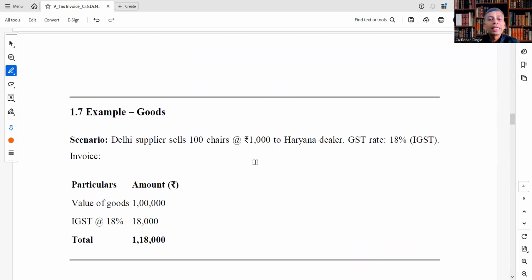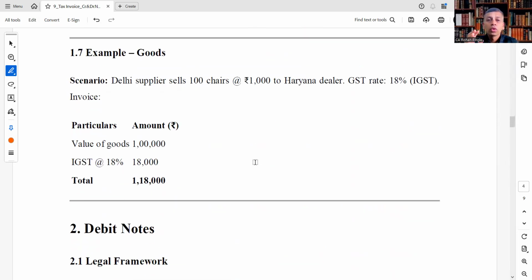Let's see a few examples. Let's see for the goods. A Delhi supplier sells 100 chairs at rupees 1000 to a Haryana dealer. GST rate 18% IGST, because it is between the two states, Delhi and Haryana. Particulars would be: value of the goods 1 lakh, IGST at the rate of 18%, and total would be 1 lakh 18,000. So for your tax invoice, this is the amount part we have covered.